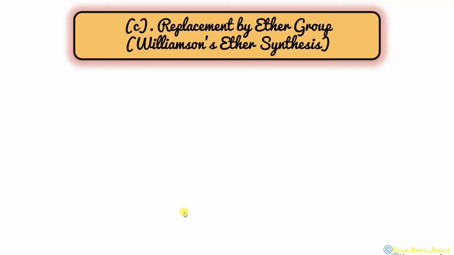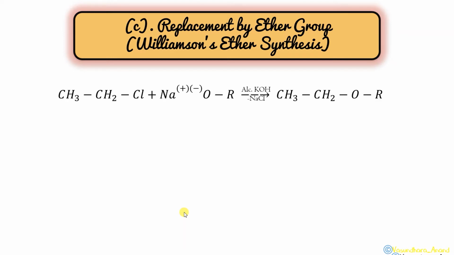The next is replacement by ether group, and that is called Williamson synthesis, or Williamson ether synthesis. In this we form the ether. For this reaction, the alkyl halide must react with RONa, that means sodium alkoxide. When it reacts with this, Na plus will come out with the Cl minus, and RO minus will act as a nucleophile to attach over here and replace the Cl minus. So this will form ether.